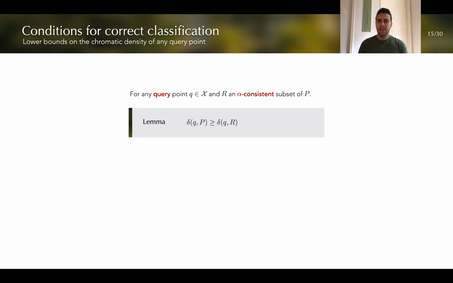However, this guarantee is only valid for the original points in the training set, not for any given query point. However, we can extend this guarantee for any given query point as follows. So if the chromatic density after condensation gets smaller, we know that there's a function that depends on alpha and the original chromatic density that bounds the chromatic density after condensation. And this function is of the following form.